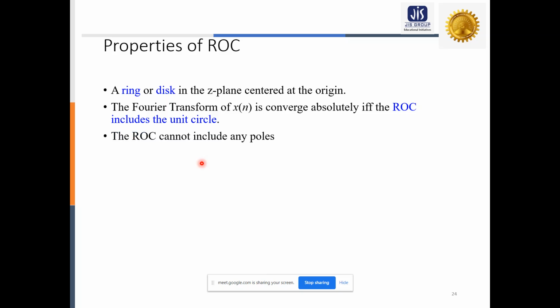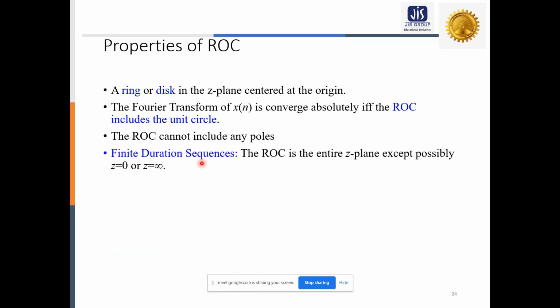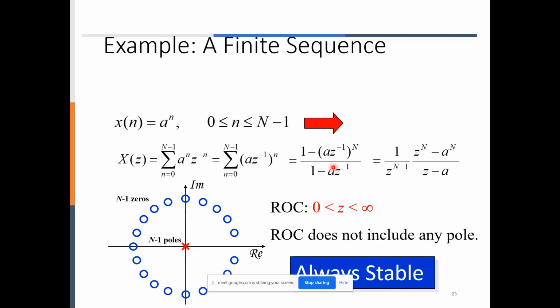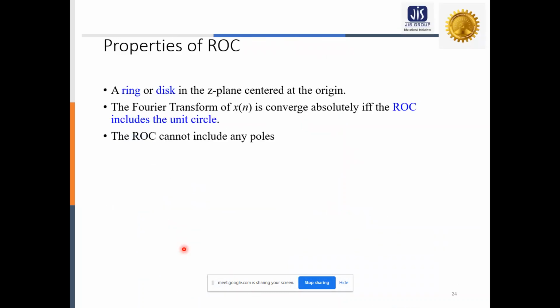The ROC cannot include any pole. We have seen that the ROC is bounded by the poles, but it does not include any pole. For a finite duration sequence, the ROC is the entire z plane except possibly at z equal to 0 or z equal to infinity. In the previous case, this is a finite duration sequence. Its ROC is the complete z plane except z equal to 0 and infinity.